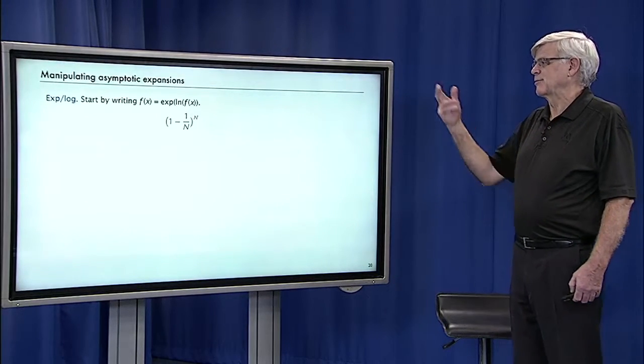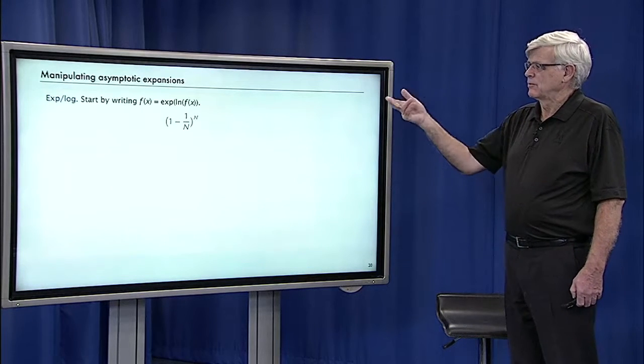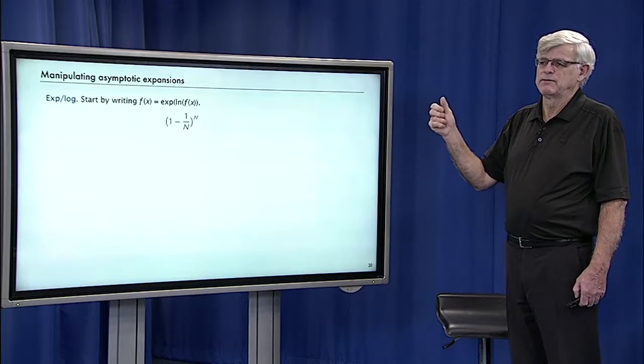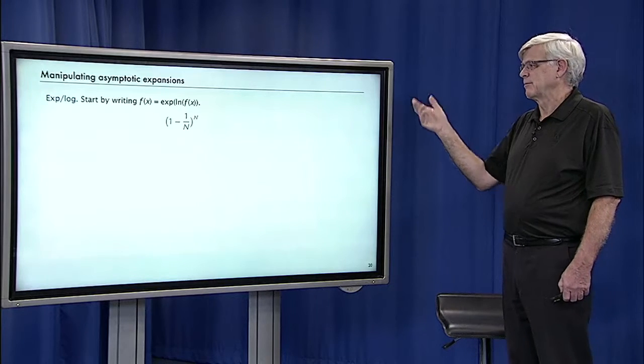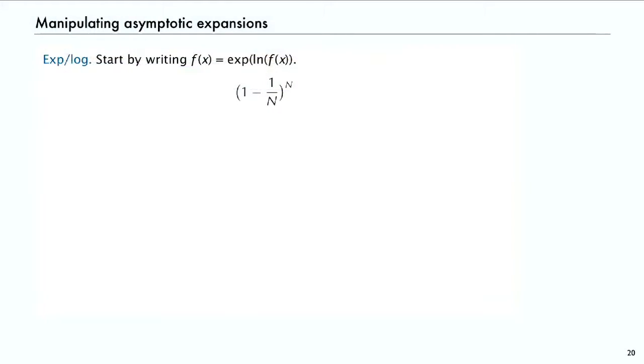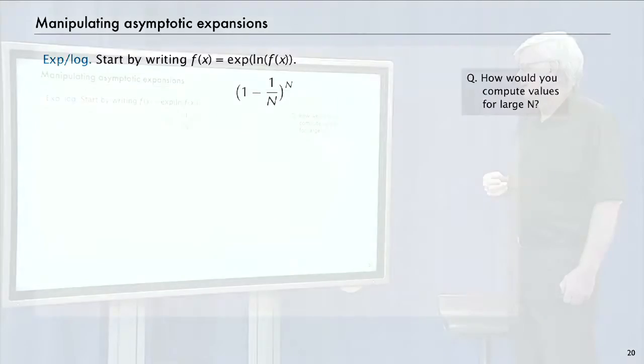Okay, the X-log trick. This is a way to bring us into a position where we can apply the composition in more complicated scenarios. And all we'll do is write f of x as e to the log of f of x. Then we can expand log of f of x, and we can expand e to that series as we did before. And here's a fine example, (1 minus 1 over n) to the n.